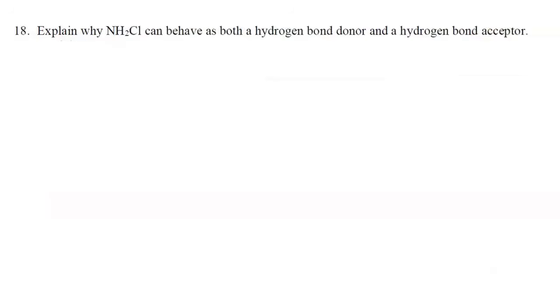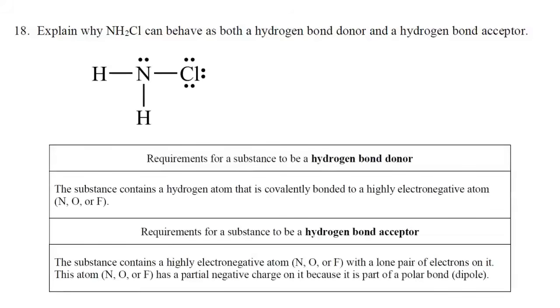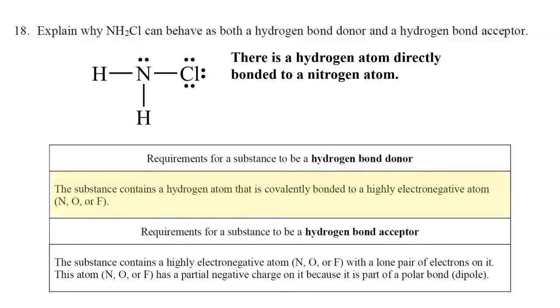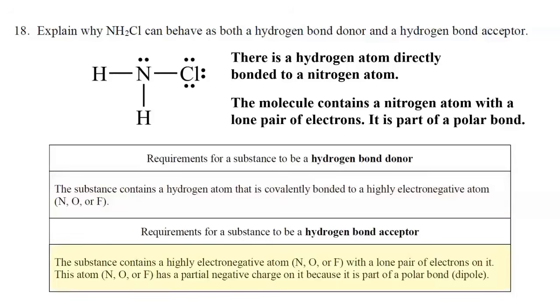Question 18. Explain why NH2Cl can behave as both a hydrogen bond donor and a hydrogen bond acceptor. So it can behave as a donor because there is a hydrogen atom directly bonded to a nitrogen atom, and it can behave as an acceptor because the nitrogen atom contains a lone pair of electrons and is part of a polar bond.